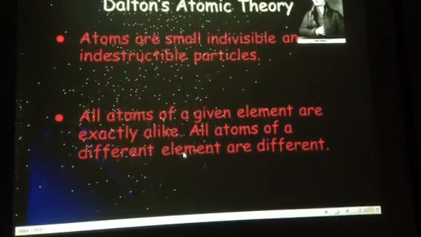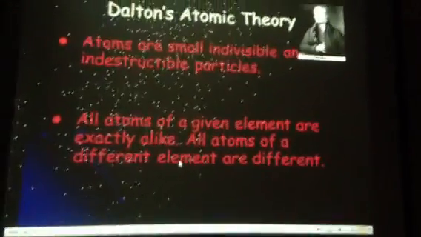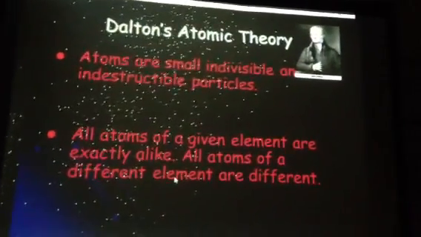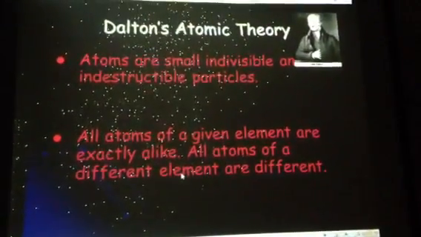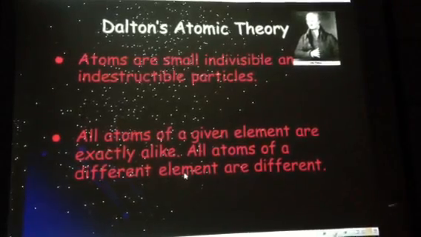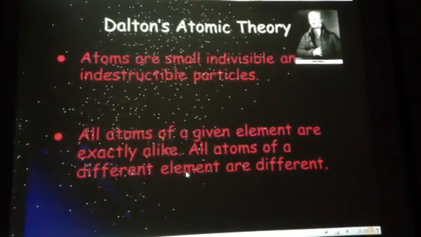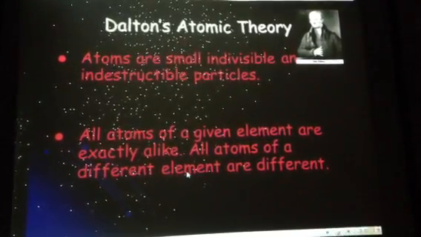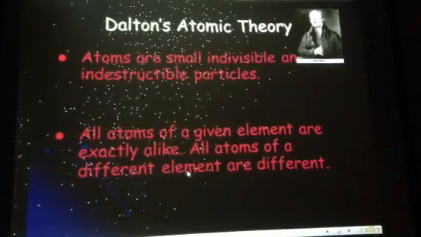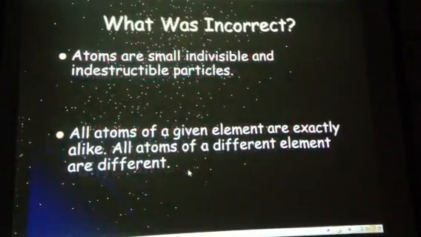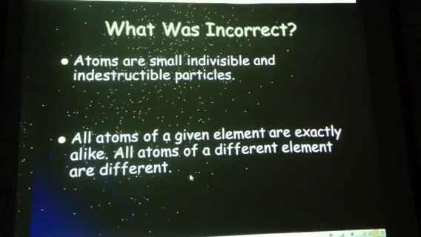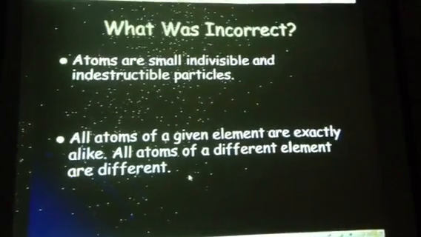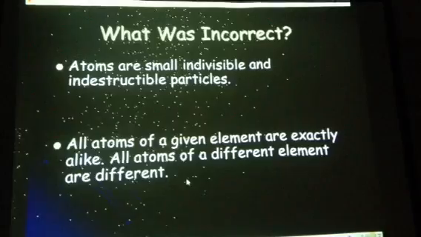all atoms of a given element are exactly alike. We know that all atoms of a different element are different. Okay, so we know that, we know that because of isotopes, different atoms have different neutrons, right? So they're not all identical. There's different amounts. Okay, so what was wrong? These are the wrong parts, okay? All atoms are small, indivisible, and indestructible, and all atoms of a given element are exactly alike. So those 2 are wrong.